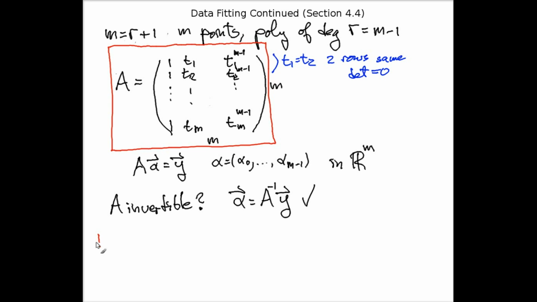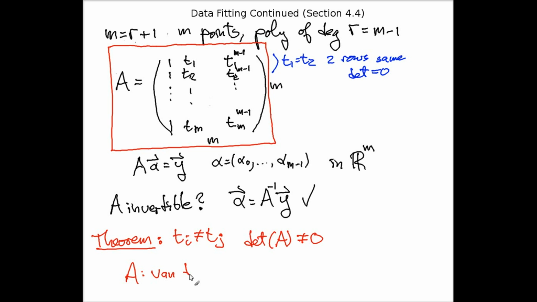But it's quite a nice theorem that if the Ti is never equal to Tj, if all the Ti's are distinct, then the determinant of A is not 0. And this A is called the Vandermonde Matrix. It's quite a famous matrix. It comes up lots of places, and in solving simultaneous equations, it's very common that this arises. And maybe I'll say something in class about why this is true, but it is true. The determinant is non-zero.